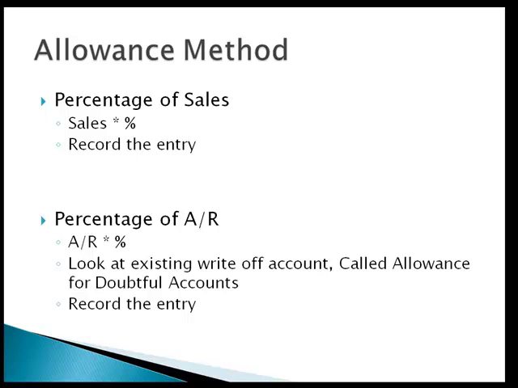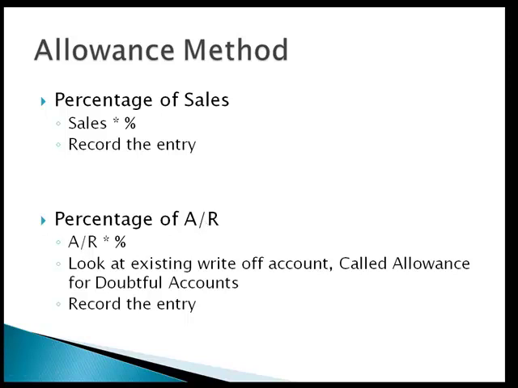Okay, so at the end of every year, let's say December 31st of every year, you would go ahead and analyze your accounts and determine how much we think will not be collectible. And history gets that pretty close. You know, maybe we decide that based on history, 2% of sales or 0.5% of accounts receivable are written off.